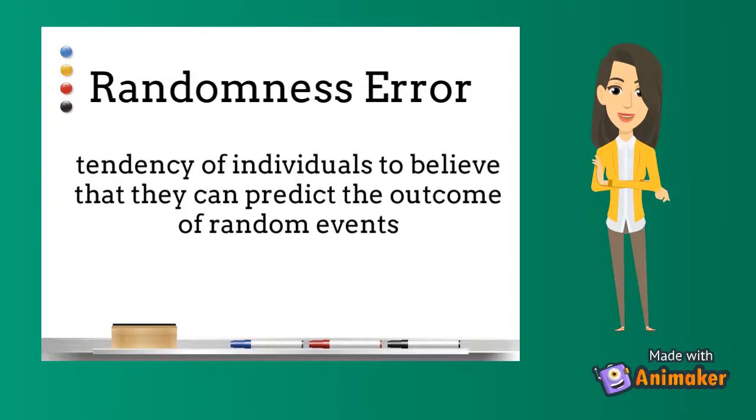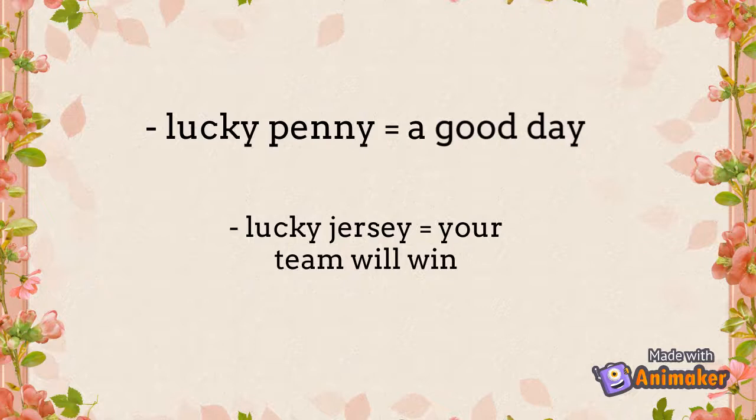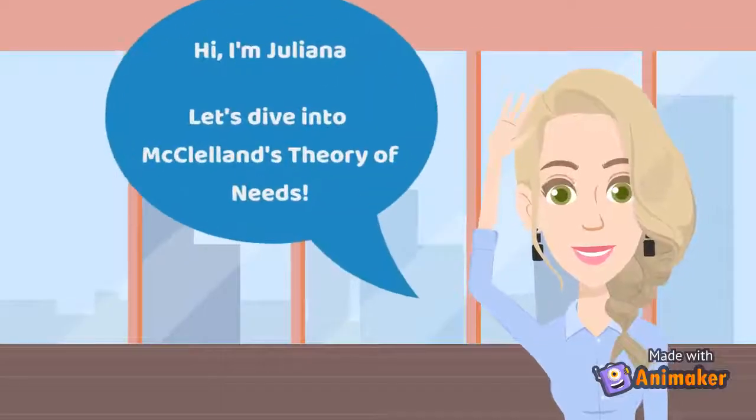Randomness error is a tendency of individuals to believe that they can predict the outcome of random events. For example, somebody finding a penny on the street might make them believe that they will have a lucky day, or wearing a favorite jersey to a game will mean their team will win.